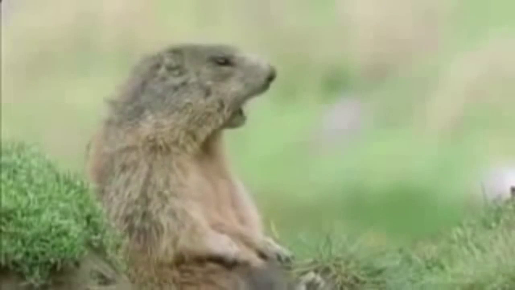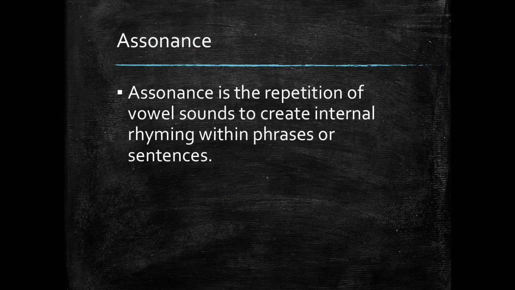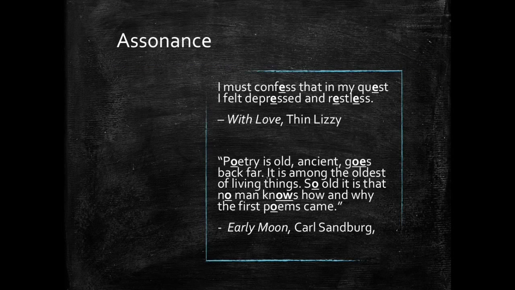What about assonance? Well, that's the repetition of vowel sounds to create internal rhymes within phrases or sentences. So, alliteration is the repetition of starting sounds. Assonance is the repetition of vowel sounds inside a word. For example, "I must confess that in my quest I felt depressed and restless" has this assonance in the E, air kind of sound that repeats throughout that sentence.